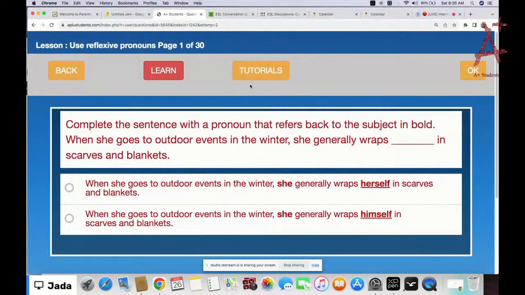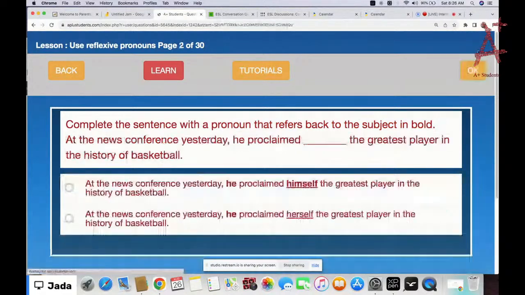Note that the subject and the reflexive pronoun must agree. If they do not agree, you have to check your sentence. Definitely something is wrong with it. So yeah.